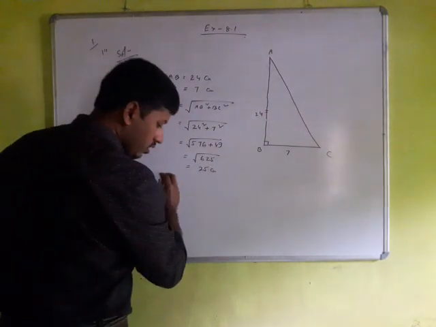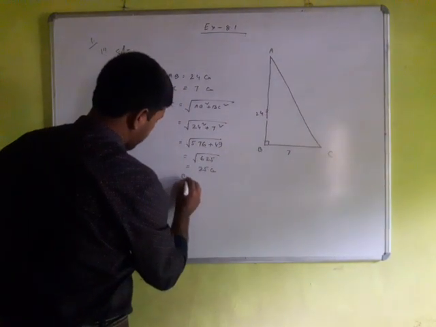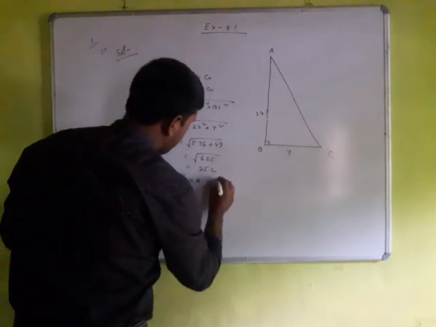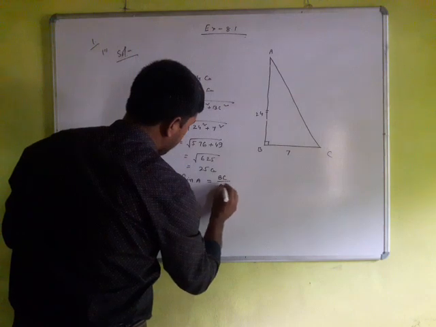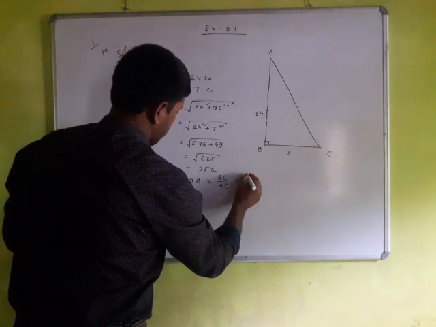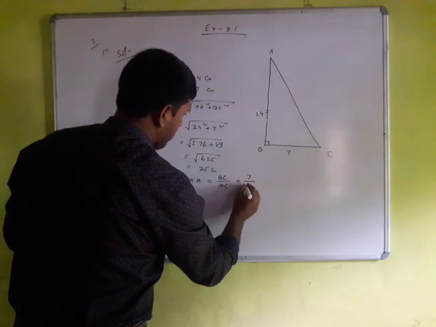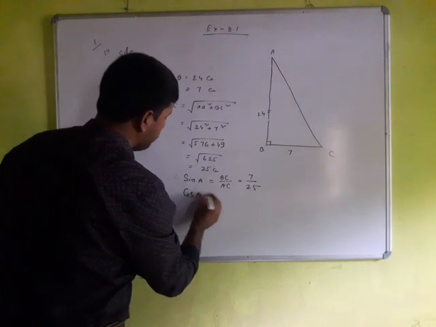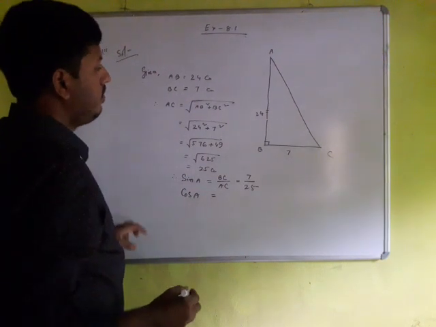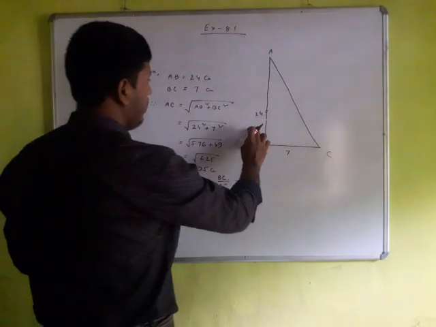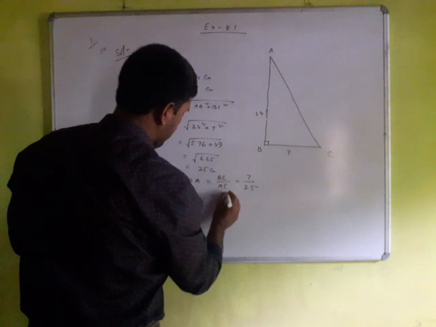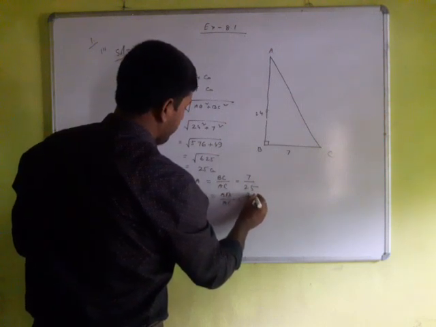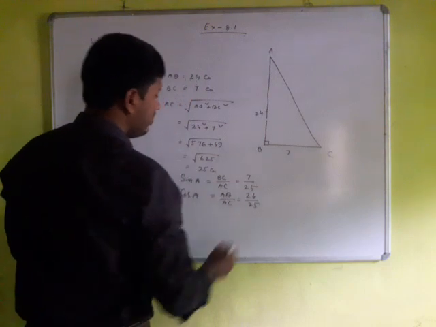Therefore sin A equal to perpendicular by hypotenuse, means BC by AC, equal to 7 by 25. Cos A equal to base by hypotenuse, means AB by AC, equal to 24 by 25.